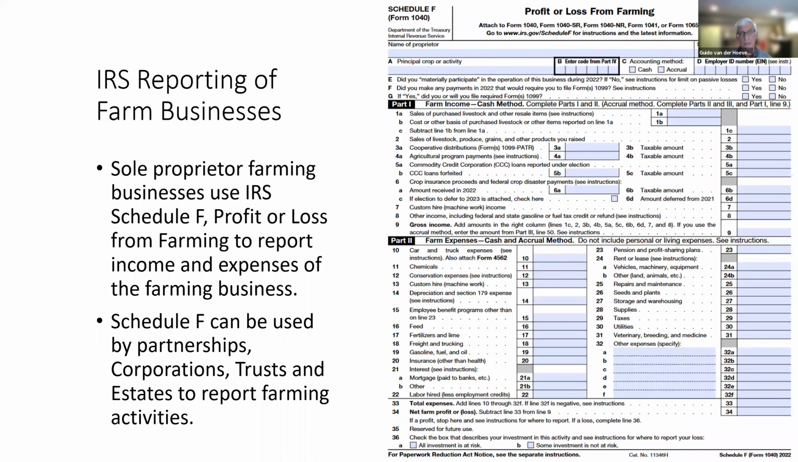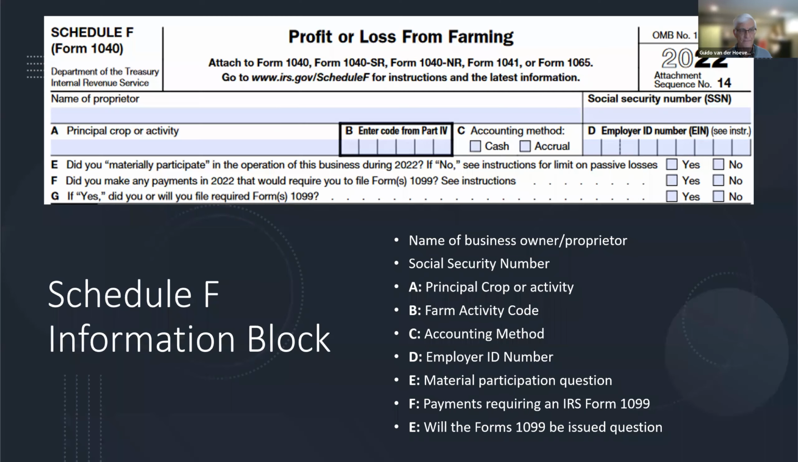Now, we use this form for the sole proprietor who is in a farm business, and this is the profit or loss from farming, and we would use this to report income and expenses. Now, Schedule F can also be used as a supplementary form for partnerships or LLCs being taxed as partnerships, corporations, trusts, and estates in which they report their farming activities. It's a really nice form because it lends itself to report that farming activity in terms that make sense relative to the producer who is doing the actual farming.